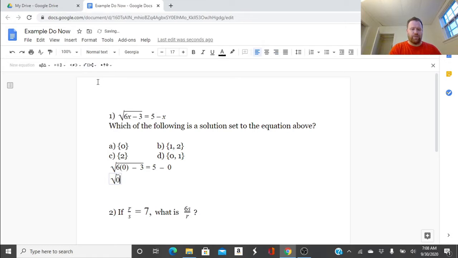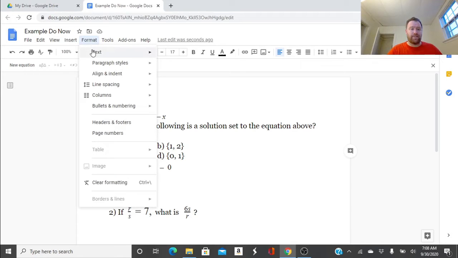6 times 0 is 0, so we have 0 minus 3, and then 5 minus 0 is 5. Now, when I'm looking at this, 0 minus 3 is a negative number. That means we'll have a negative number under the square root sign, and that means we'll have an imaginary number. An imaginary number cannot equal a real number, so 0 does not work. I'm going to cross out any answer that has 0 in it.